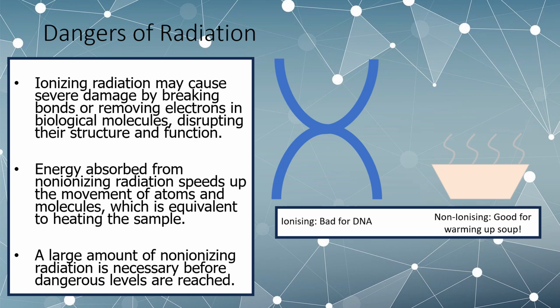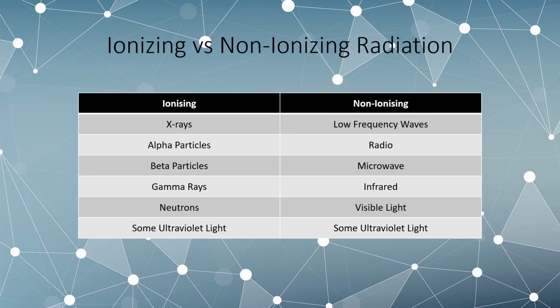Microwaves use a form of radiation, but it is non-ionizing radiation, which means we're not radiating our food every time we heat it up in the microwave. A large amount of non-ionizing radiation is necessary before dangerous levels are reached. Below is listed some common sources of ionizing and non-ionizing radiation types.